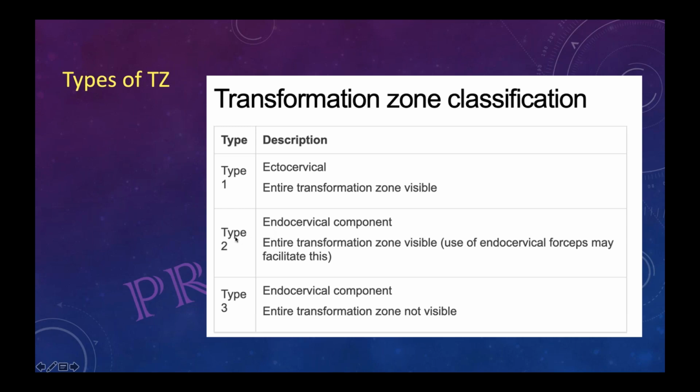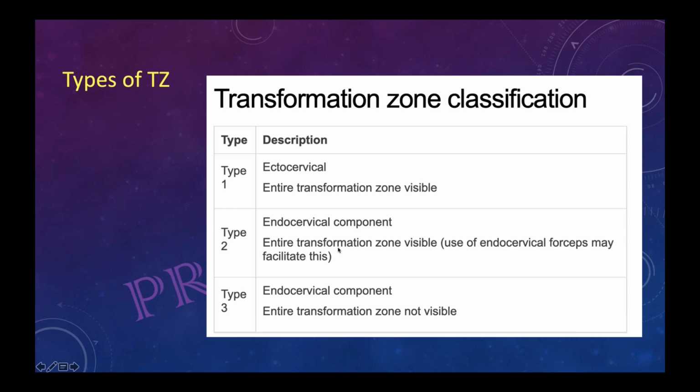Now come to type 2 transformation zone. In type 2, an endocervical component is there, and the whole transformation zone is visible, but we have to take help. Help is usually taken from endocervical forceps. I have seen this endocervical forceps; it appears like a nasal speculum. When we do colposcopy, we put it inside the cervix, so the cervical lip will open, and we'll be able to see the transformation zone.